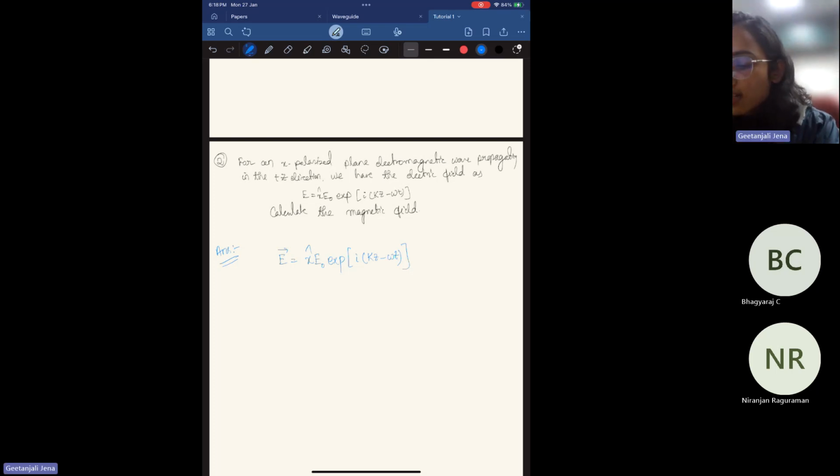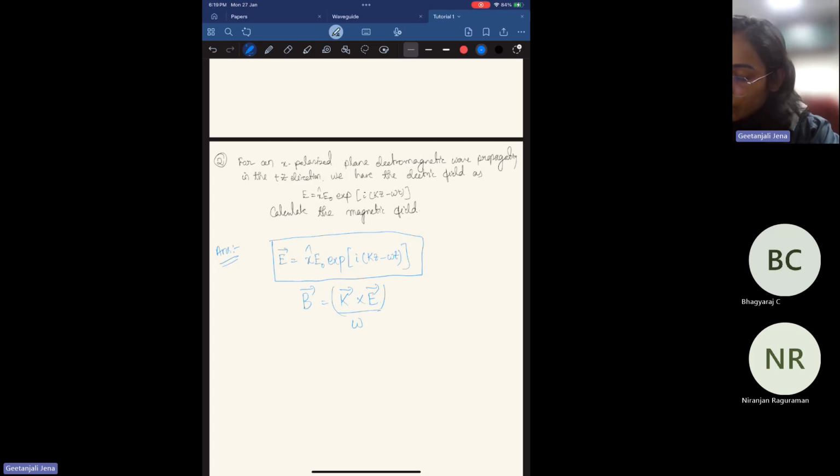So the question is: for an x-polarized plane electromagnetic wave propagating in the z direction, we have the electric field E, which is given by this expression. Now it is asking you to find out what is the magnetic field that is associated with this plane electromagnetic wave. So if you recall, what is the relation between E and B? So B is given by k cross E by omega, right?